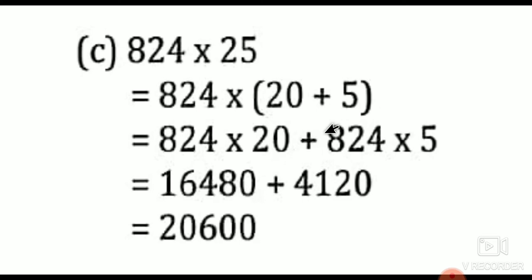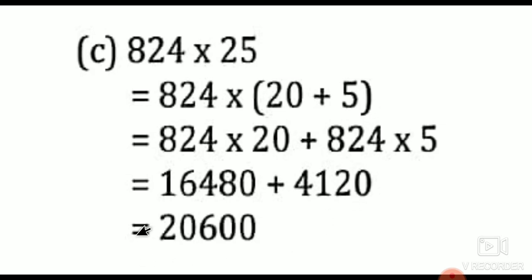824 into 20 is 16,480. Then you have to multiply 824 into 5. Here 5 fours are 20. Therefore write 0 and 2 carry. So 0 in the ones place and 2 carry. Then 5 twos are 10, 10 plus 2 carry is 12. Therefore write 2 in the tens place and 1 carry. Then 5 eights are 40, 40 plus 1 carry is 41. Therefore 4,120.